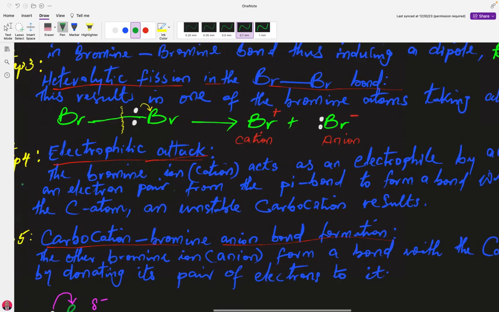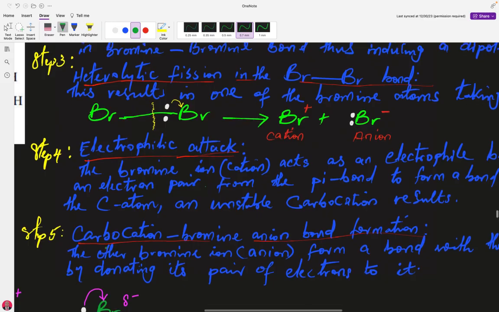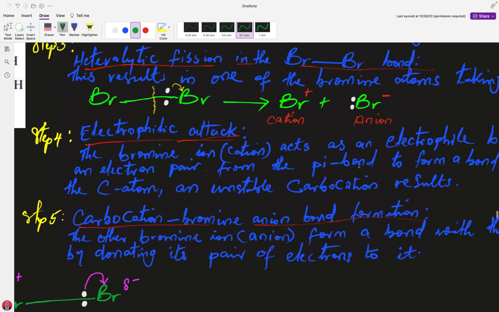Then let's go to number 5. Number 5 is the carbocation and bromine anion bond formation. That's the last stage. Here, the other bromine, which has 2 lone pairs of electrons. What do I mean by a carbocation? It is a carbon atom that also lacks electrons. They have incomplete electrons, so they have a positive charge, and will require a pair of electrons to complete their octet too.